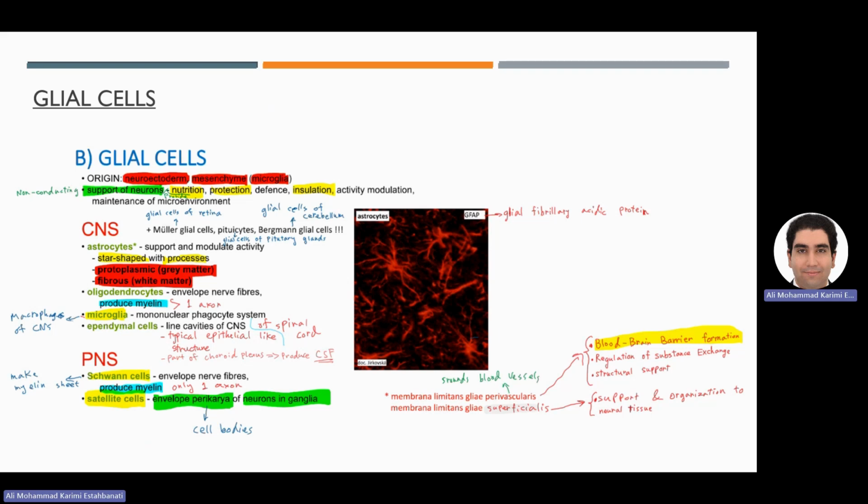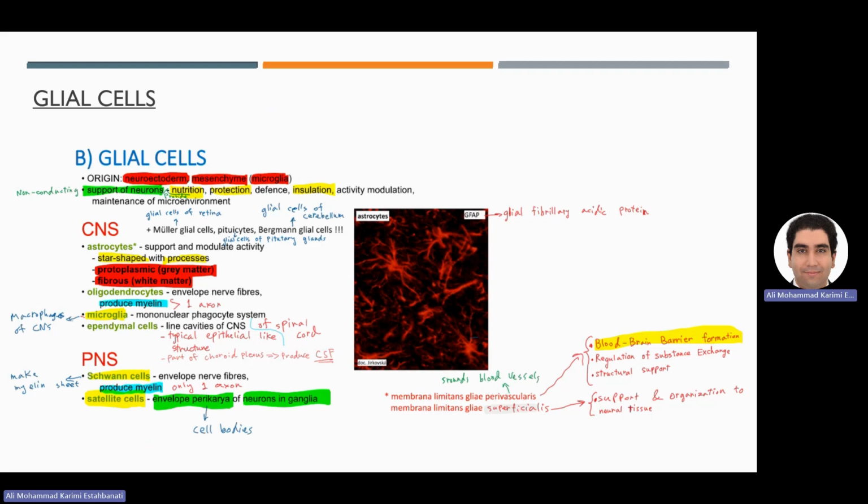Now, we come to the ependymal cells. Ependymal cells, guys, they basically line the cavities of the CNS and the spinal cord, and they look very similar to epithelial cells, but they're not epithelial cells. And they're part of the choroid plexus, meaning the structure that produces our CSF. And you need to remember that microglia is present in both CNS and PNS.